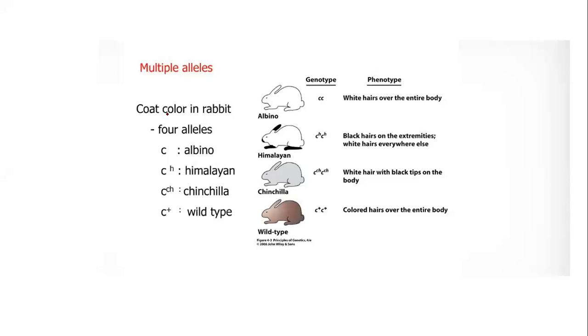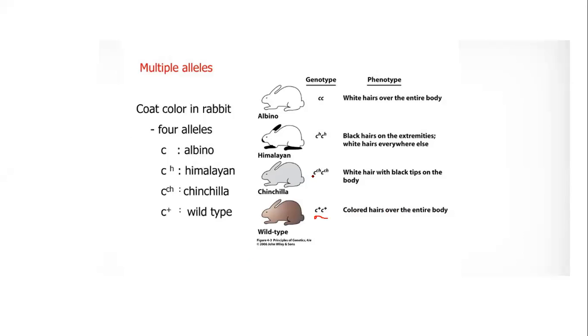The example of multiple alleles is the coat color of the rabbit. There are four alleles: C albino, CH Himalayan, CCH chinchilla, and C positive, the wild type. Albino has white hairs over the entire body. If you look at the combination of these genes, if C plus, the colored hair over the entire body will be present.